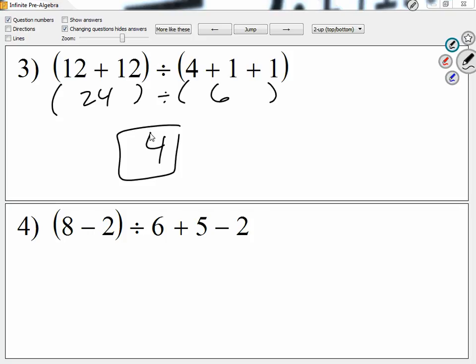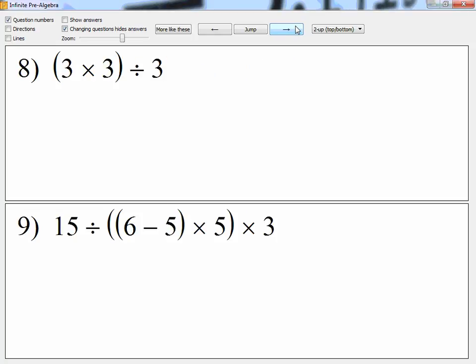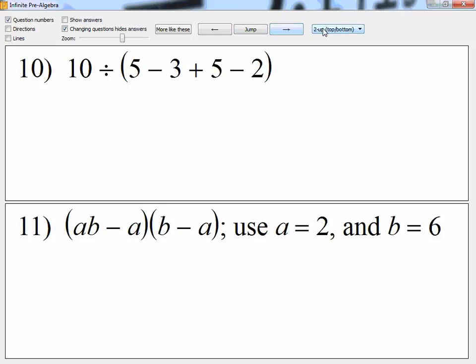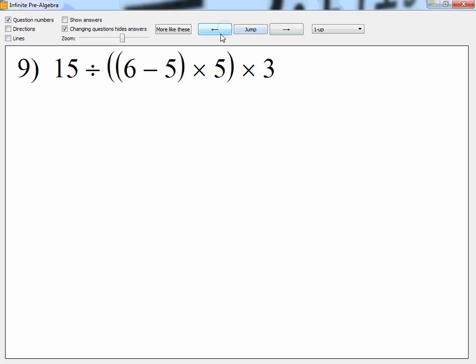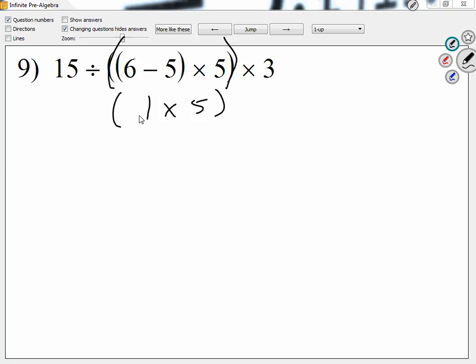Any questions from the front? Which one? 9? Alright, let's take a look at number 9. So I see a big group, and I call it big group because it has a smaller group inside. So let's work the smaller group. How much is 6 minus 5? 1. So inside the group, how much is 1 times 5? 5. So we have 15 divided by 5 times 3.